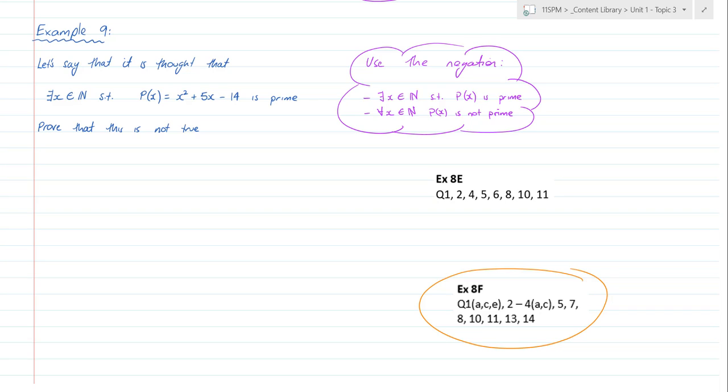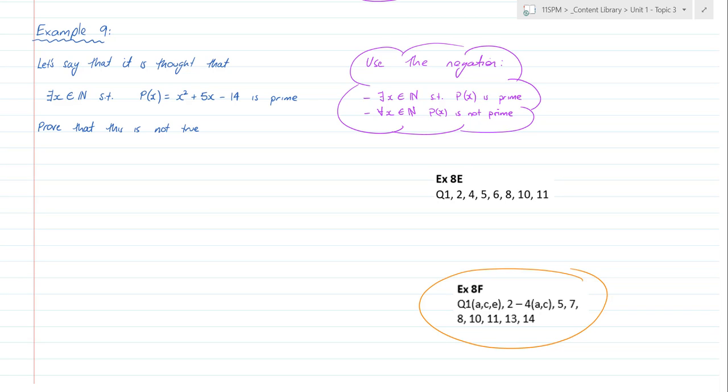Let's say that it is thought that there exists an x in the natural numbers such that p of x equals x squared plus 5x minus 14 is prime. Prove that this is not the case. So what we have to prove now, because we're proving there exists, is that there does not exist even one example. 14. So if you put 14 into that, what do you get? Do you get a prime? Negative 4.